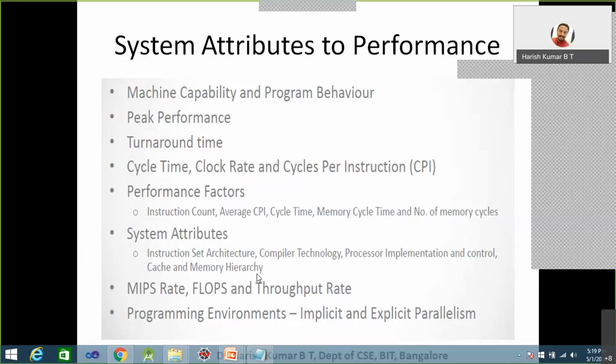Let me go to the next thing. I have the equations, I'll show you. This is a performance factor: instruction count. These are all called performance factors. Why are they called performance factors? I'll show you in the equation. And system attributes: all these performance factors are dependent on the system attributes. I have a table, I'll relate it in that table, and we're going to write the equations for all these things right now. So MIPS rate, that is million instructions per second rating, floating point operations per second, and throughput rate. Okay. Now, next slide.